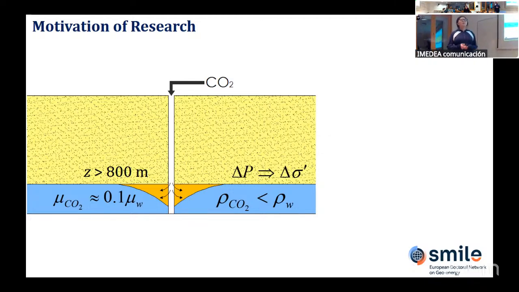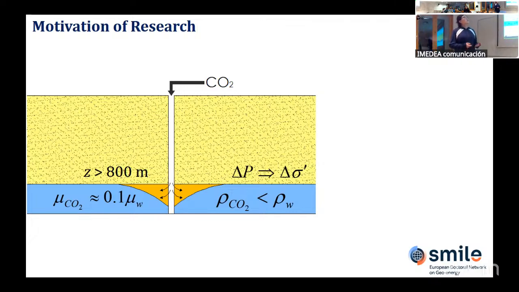Then we need some low permeable rock to cover the reservoir, so we can prevent the CO2 leakage. And when we inject the CO2, the pore pressure of the formation increases, so the effective stress decreases, and this will cause deformation.